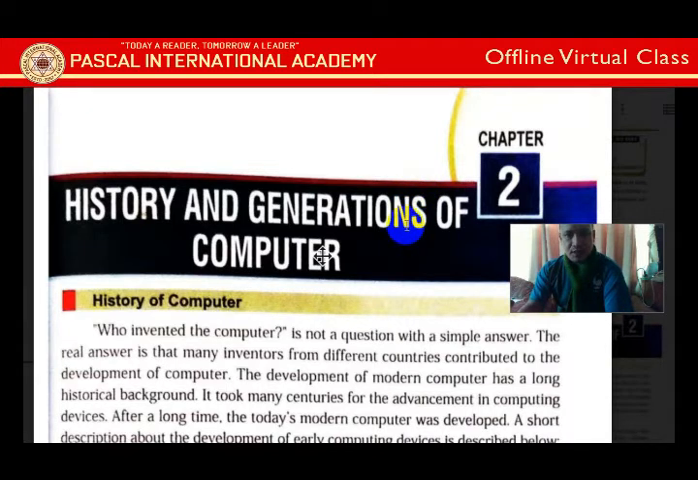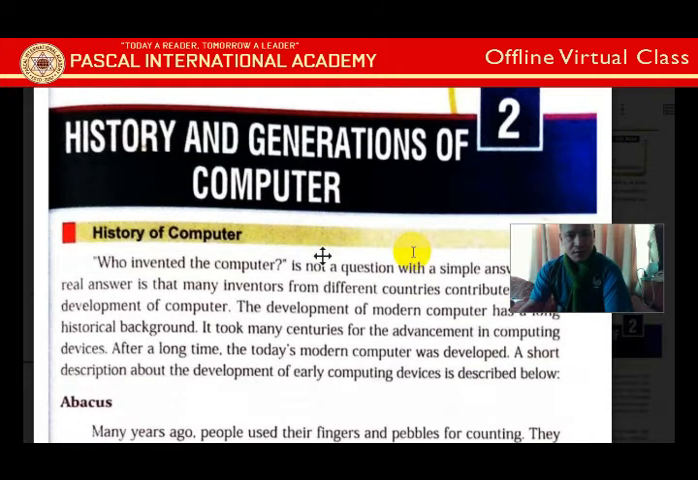This means how the computer was actually invented. Is there a single person who invented the computer, or was it a group of people or scientists who invented it? Okay, let's look at the history of computer. First paragraph, let's read it.